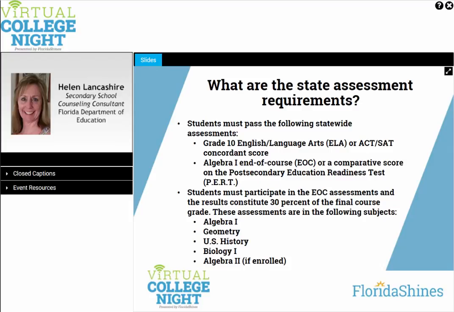Our state assessment requirements, as outlined on the academic advisement flyers, include that we require passage of the grade 10 ELA or a concordance score, ACT, SAT. We require passage of the Algebra 1 end-of-course exam, or a student may earn a comparative score on the PERT. Students who are enrolled in the courses listed from Algebra 1 down to Geometry must have their final course grade, including the final EOC results, at 30%.